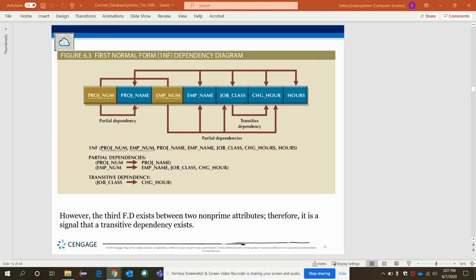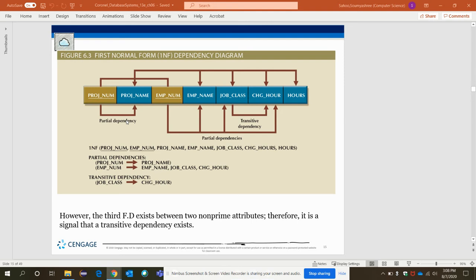Then after that, what is the next? Next, project num individually is determining the project name. I want to tell you one thing here. After defining all the functional dependencies, the next step is to find out the partial, full functional dependency, and transitive dependency. Let's not consider full functional dependency. Let's consider only partial and transitive. So as project name is determined by a part of a primary key, can we say this is satisfying the partial dependency? Yes, correct.